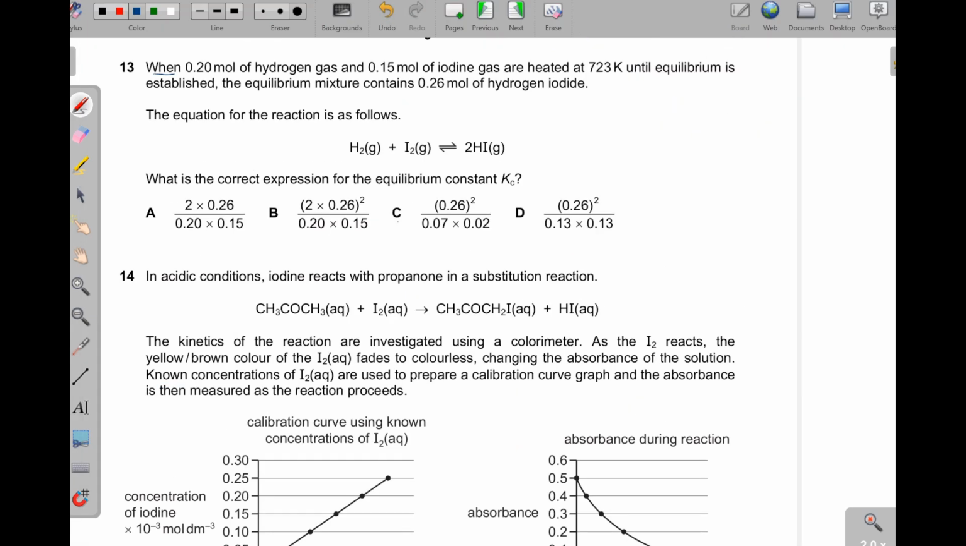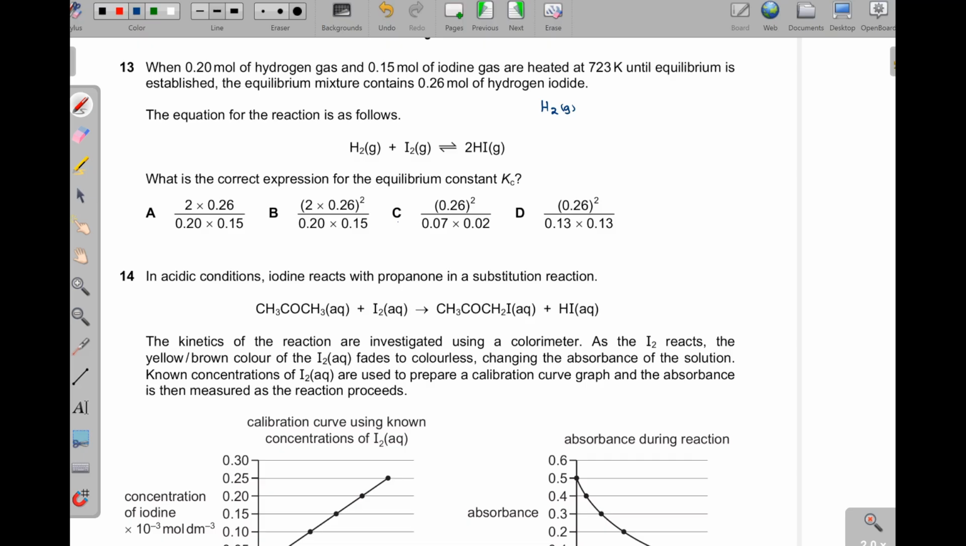Question 13. When 0.20 moles of hydrogen gas and 0.15 moles of iodine gas are heated at 723 kelvins until equilibrium is established, the equilibrium mixture contains 0.26 moles of hydrogen iodide. The equation for the reaction is as follows. This is the one here. What is the correct expression for the equilibrium constant? Okay, C. Now this is our equation.